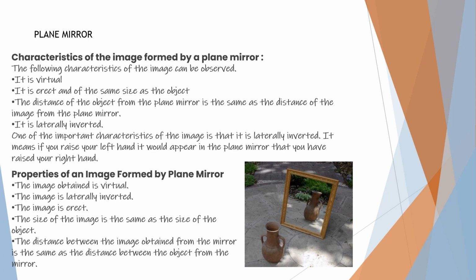So now you would be thinking, what is lateral inversion? When an image is formed by the mirror in such a way that the left side of the image is the object's right side and vice versa, this is known as lateral inversion.